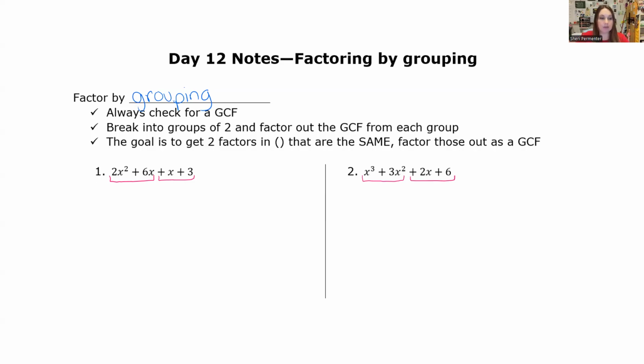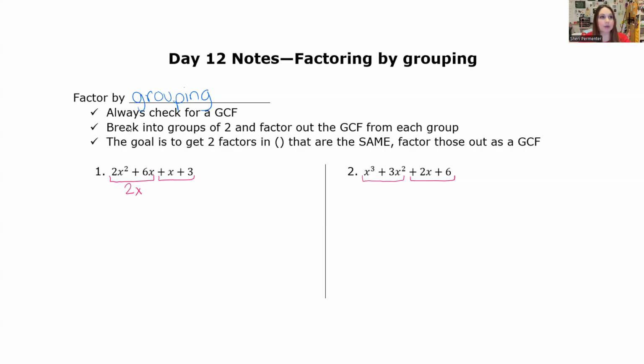So the GCF, when I take a look at my first group, what I notice is that I'm going to look at the number parts first, and then I'm going to look at the X parts or the variable part. So I have a 2 and a 6. The biggest number that I can pull out of both of those is going to be a 2. Pull out a 2. And then I have an X squared and an X. Well, the most I can pull out is an X.